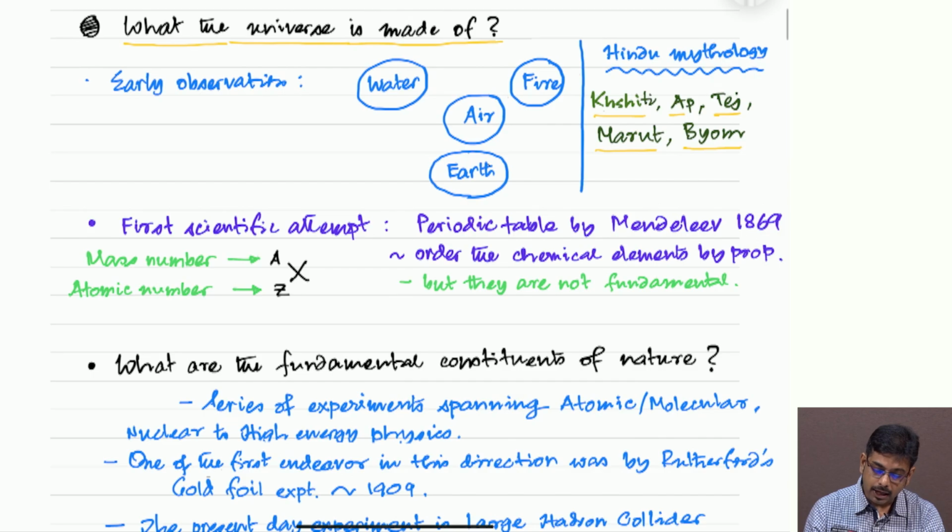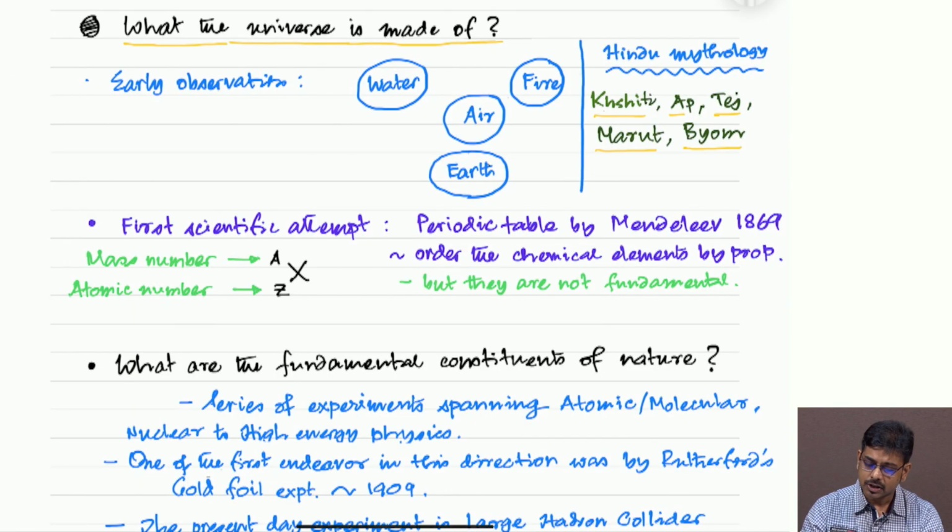Okay, so what is the main question or the goal of doing particle physics? The question is what the universe is made up of. Early observation tells you that there are essentially four different kinds of things that we see around: water, fire, air, and earth. This was also mentioned in Greek mythology.